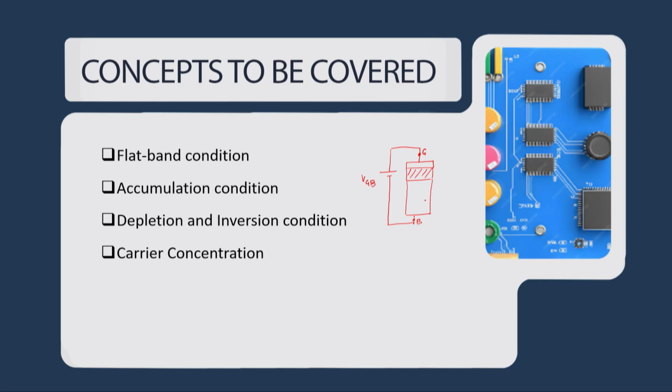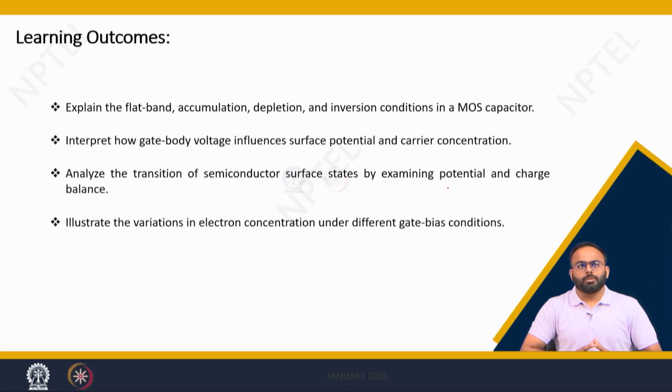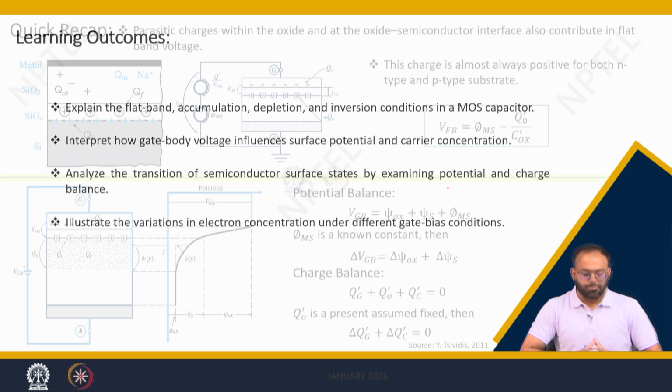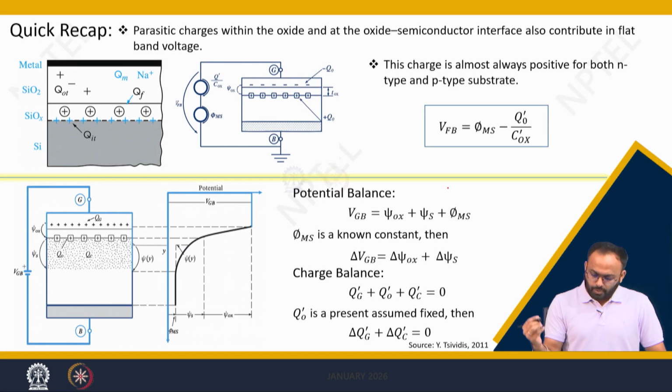Then we will calculate, or model, the carrier concentration in the channel, which is Qc dash, and it can be given in terms of the applied potential or in terms of the surface potential, psi s. These are the learning outcomes of this lecture, which give you an idea of the applied gate voltage's influence on the surface potential and carrier concentration. Let us do a quick recap.